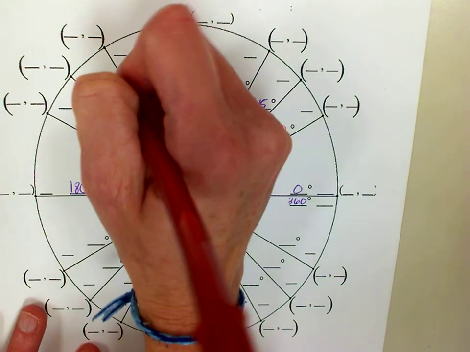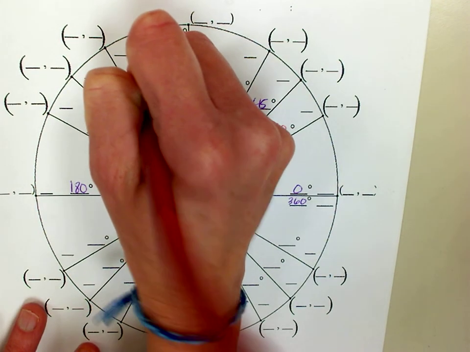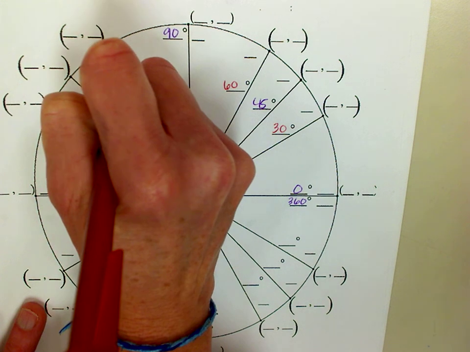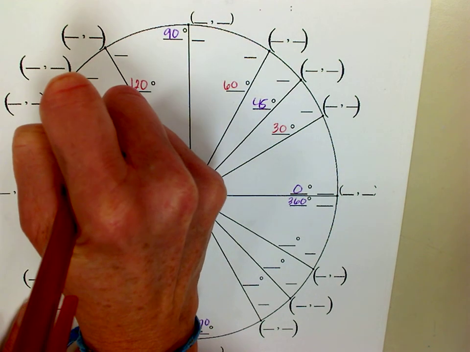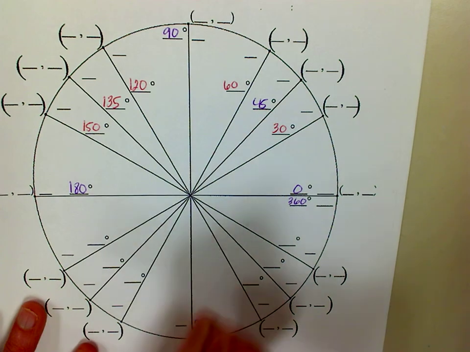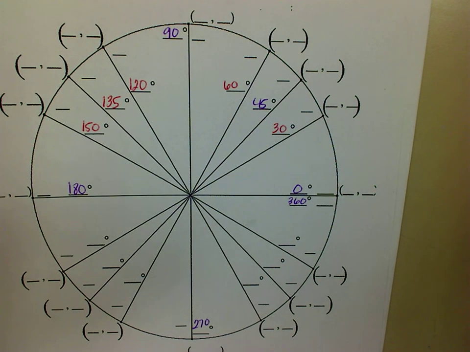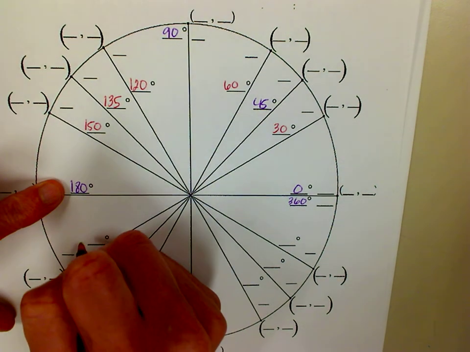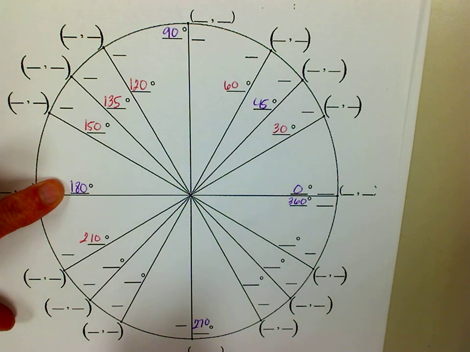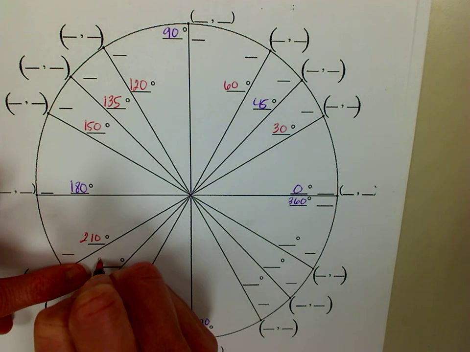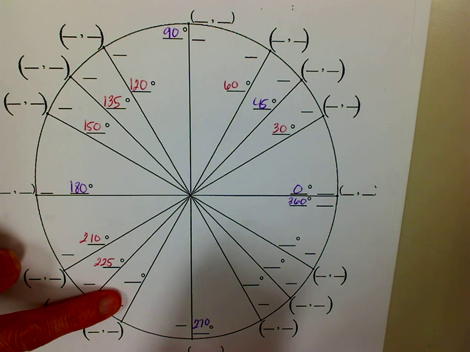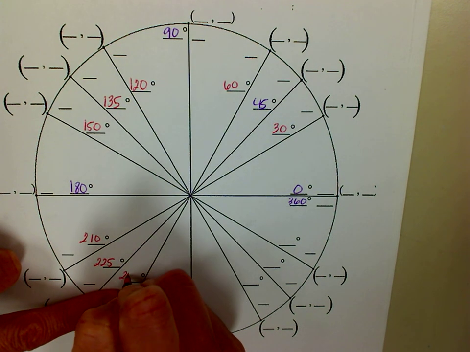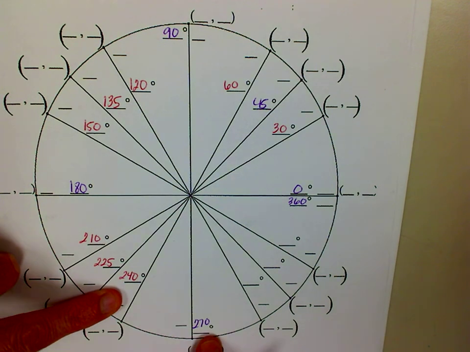So if I add 30, I get 120. Add 15, I get 135. Add 15 again, I get 150. Add 30, I get 180. Now I'm going to repeat. I'm going to add 30, it's 210. Add 15, I get 225. Add 15 again, I get 240. And then add 30, I get 270.